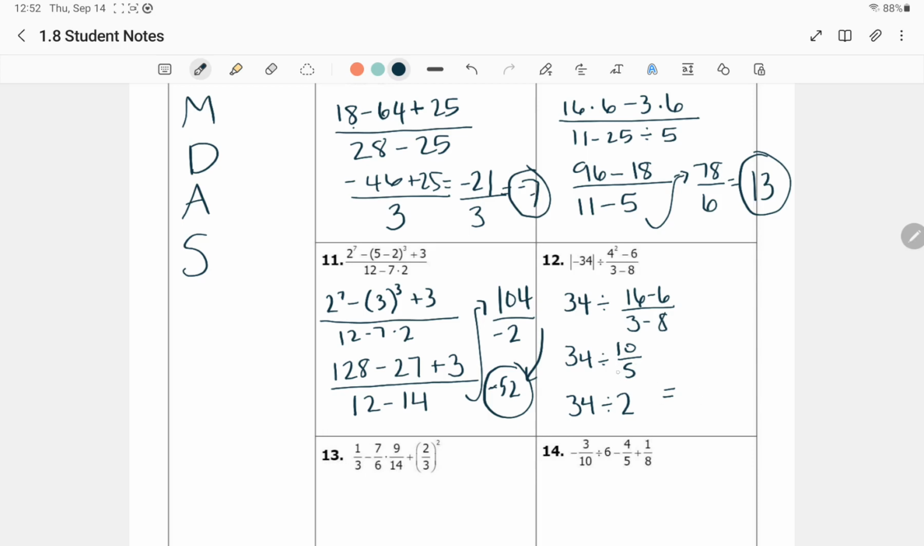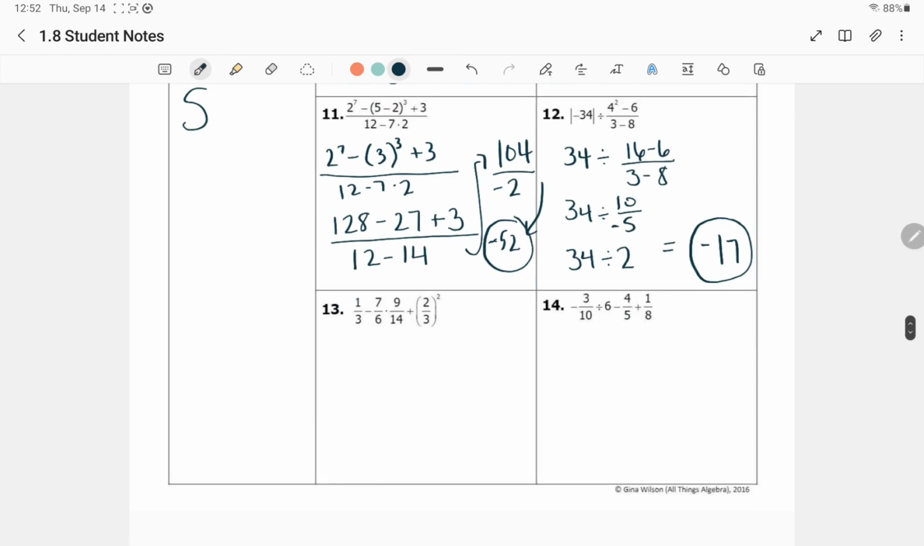-5. Oh, because of -5. Negative 17. All right, last two. And here we go. All right, we see some fractions here.